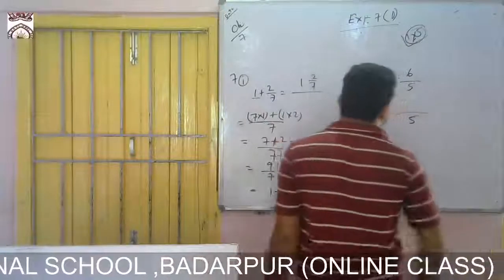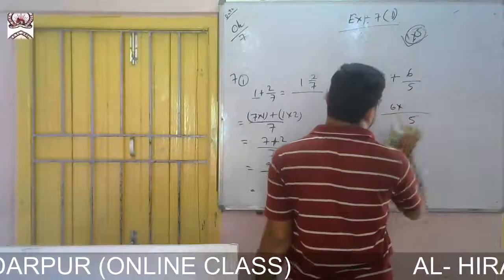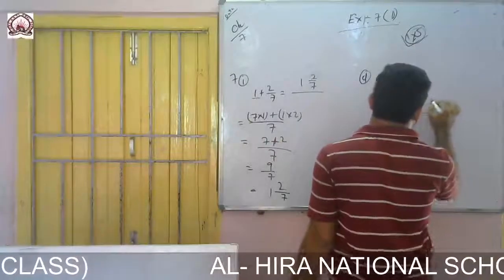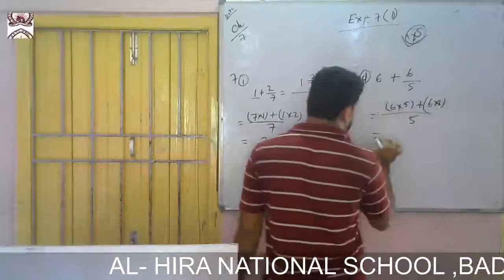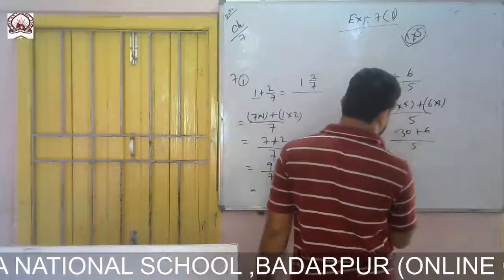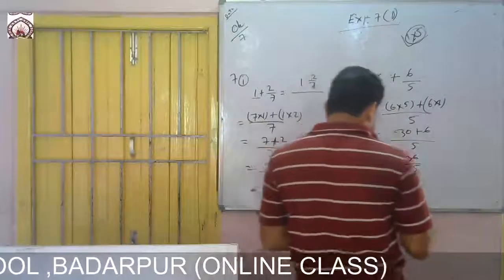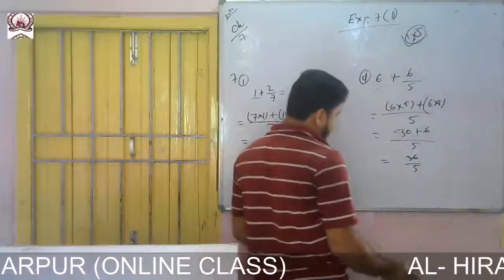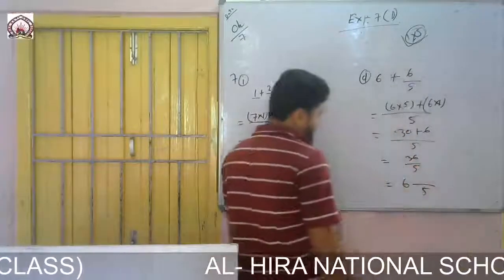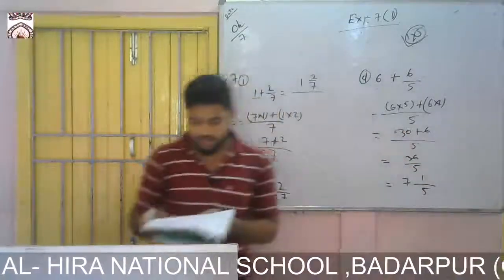Okay. So it is 6 into 5, plus 5 1s are 5, so 6 into 1. So it will be 6 5s are 30 plus 6, 36. So 36 by 5. So take it into a mixed fraction. 5 7s are 35, even 1. So 7 1 by 5. So that is the answer.